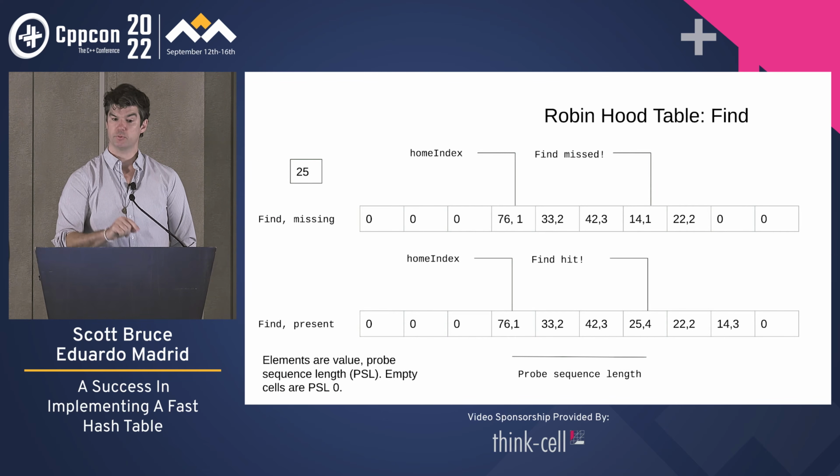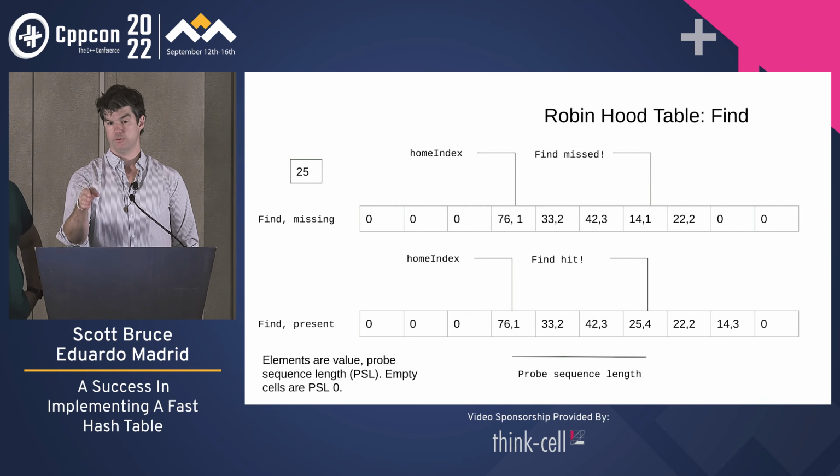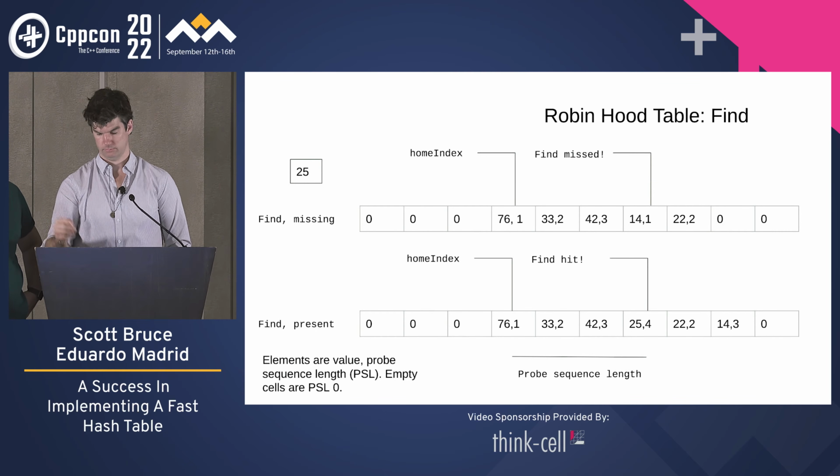For a find where the item is present, you simply scan the table until you see an exact match of your value, your hash code, and your probe sequence length.